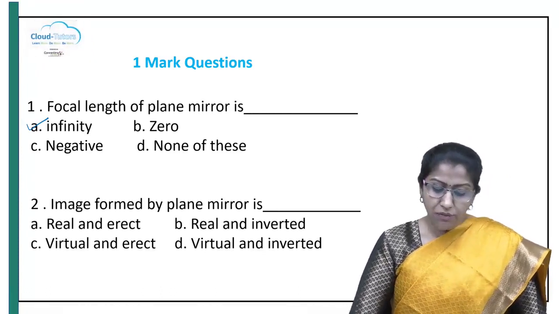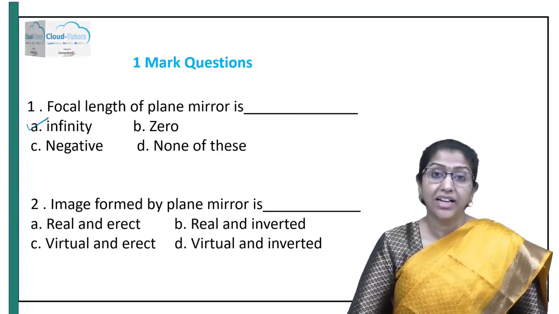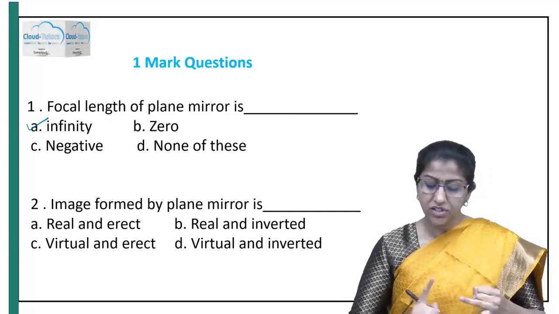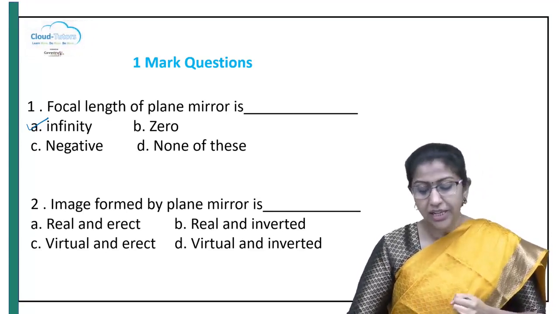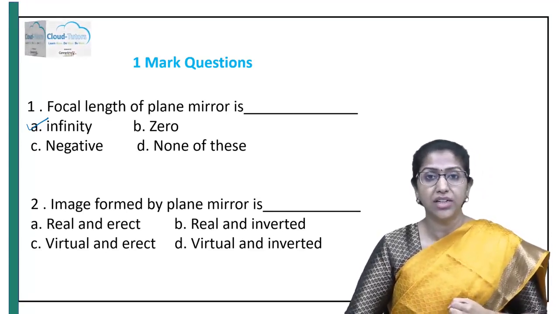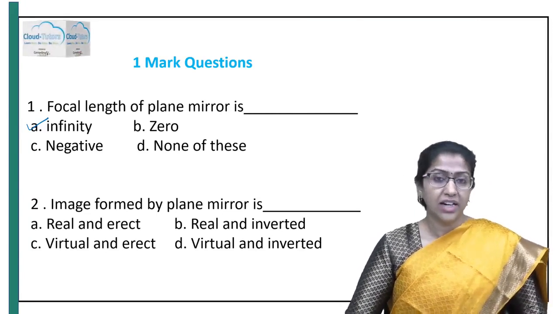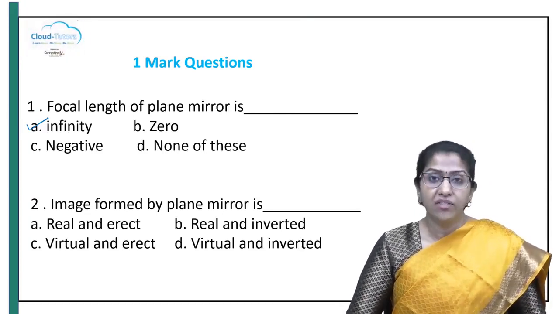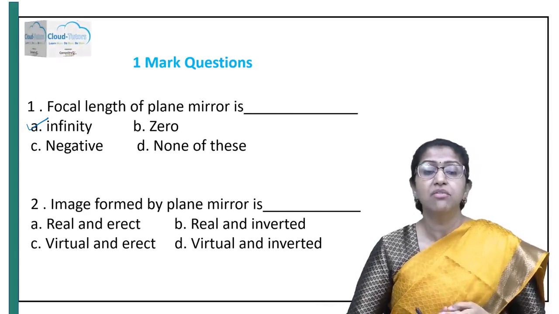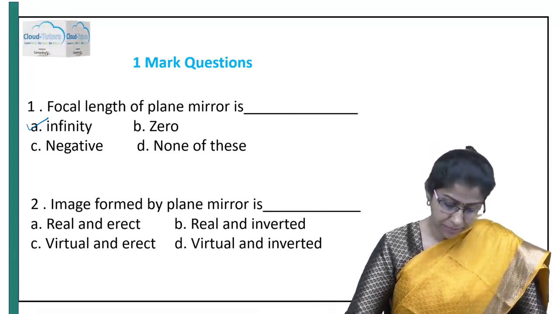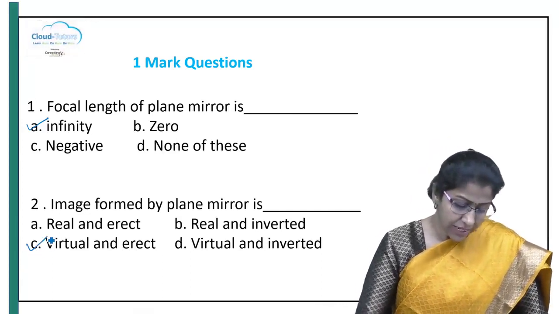Next, the image formed by a plane mirror is of what kind? Is it real and direct? Real and inverted? Virtual and direct, or virtual and inverted? Obviously all of you have learned this. The plane mirror always forms an image which is virtual and erect. So your answer will be C.